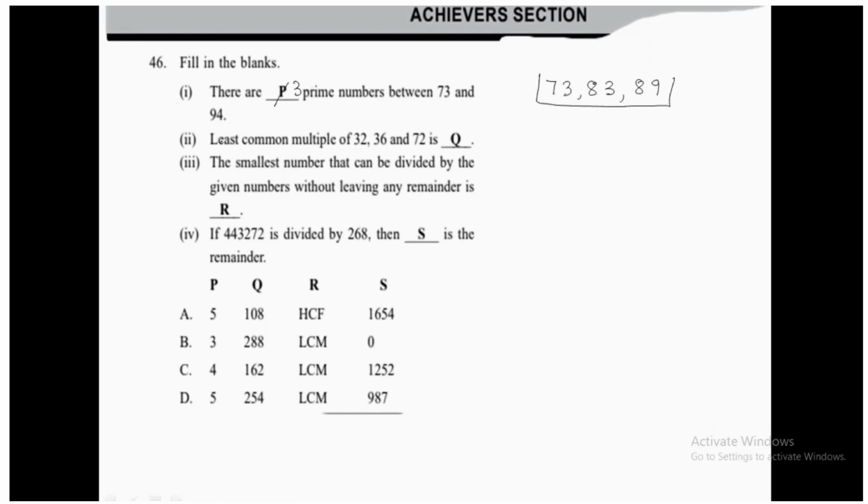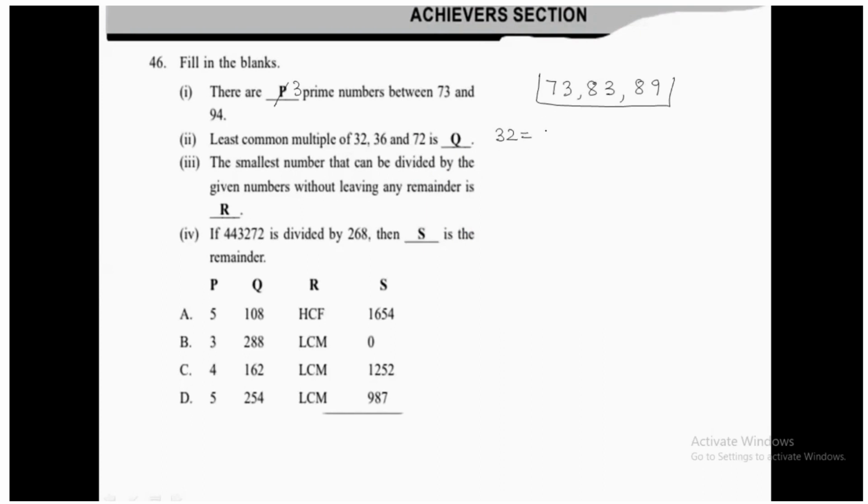Now after that, this question is asking us to find the least common multiple of 32, 36 and 72. Okay. So which one is the least common multiple of these three numbers? For finding this, first we need to find the LCM of these three numbers. Okay, let's see what are the multiples of 32.